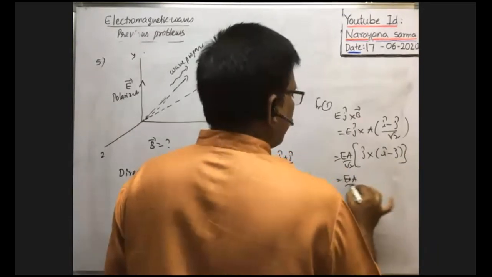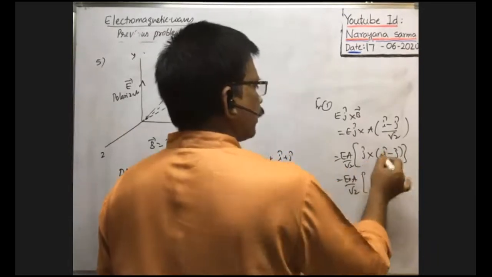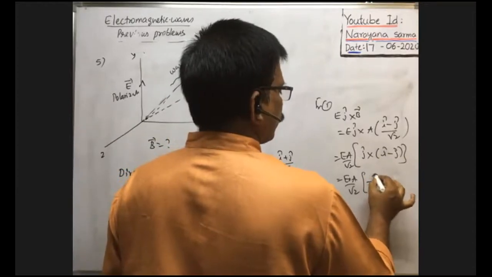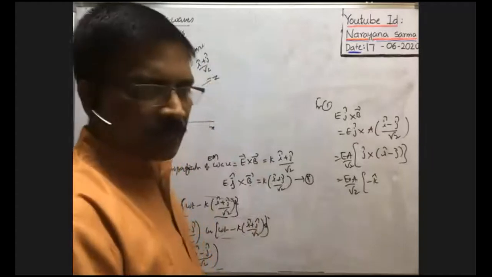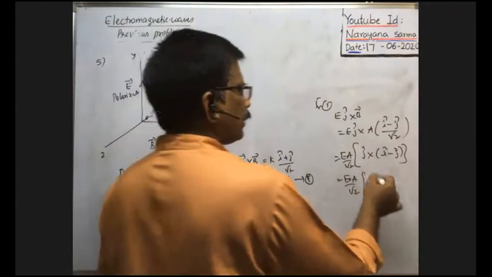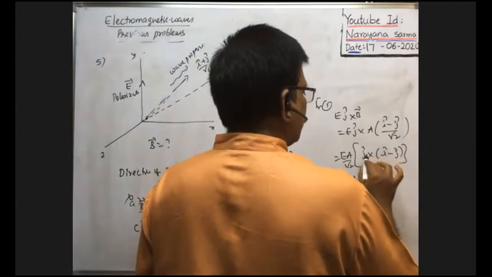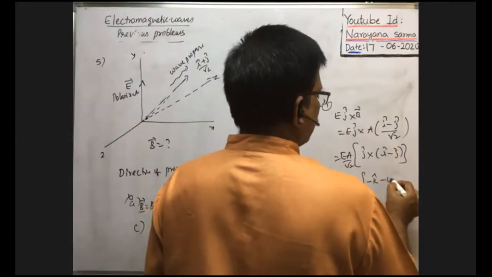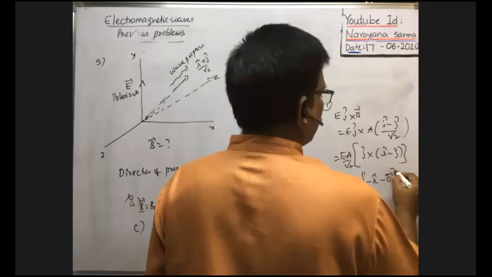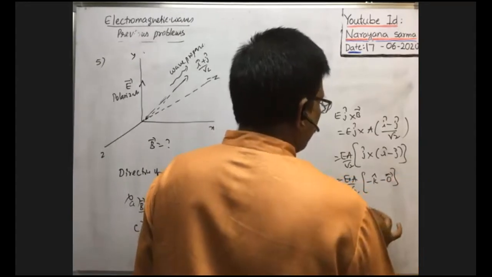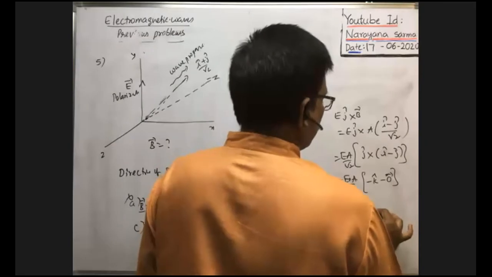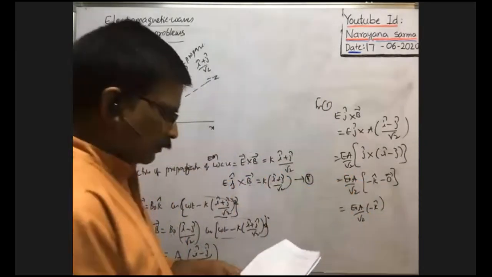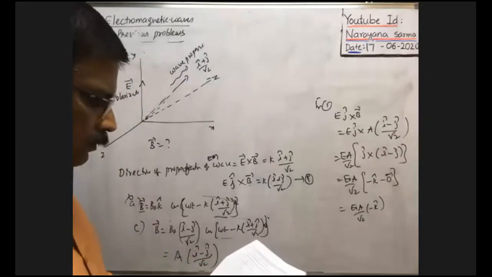E naught A by root 2 into j cap cross I cap first. J cap cross I cap means minus k cap, no? I cap cross j cap is equal to k cap. J cap cross I cap means minus k cap. J cap cross minus j cap means of course you will get 0 vector. Okay. So this is equal to E naught A bar by root 2 into minus k cap. So we are not getting this also.